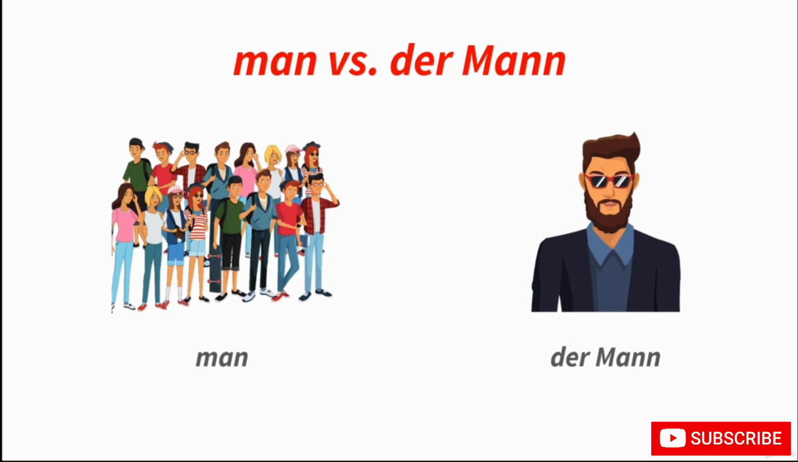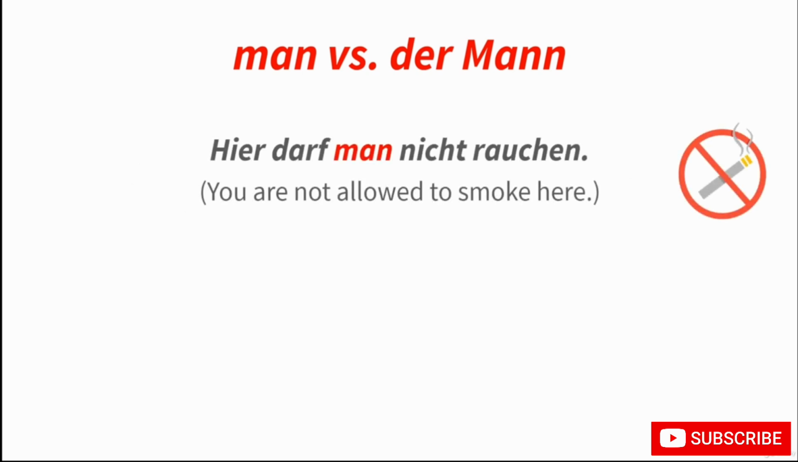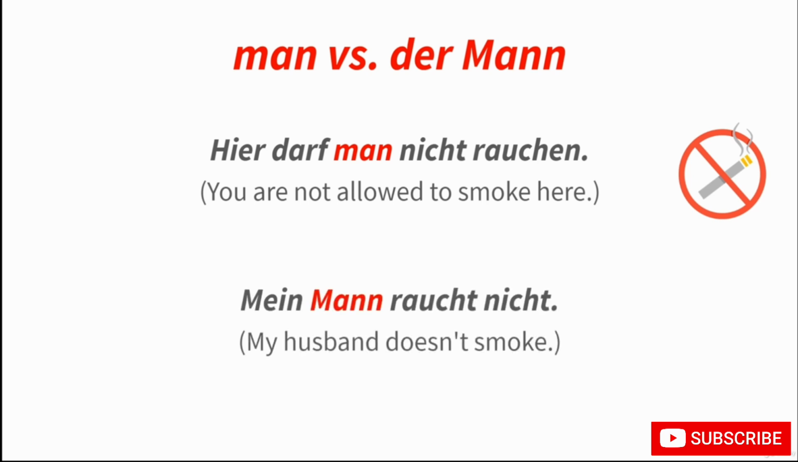Let's do some examples to understand the difference better. Hier darf man nicht rauchen means you are not allowed to smoke here. But I don't mean you, but all the people. It's a rule. That's why man is used to generalize this sentence. But when I say mein Mann raucht nicht, then it means my husband doesn't smoke. He is a person and he is a man. That's why Mann is used.